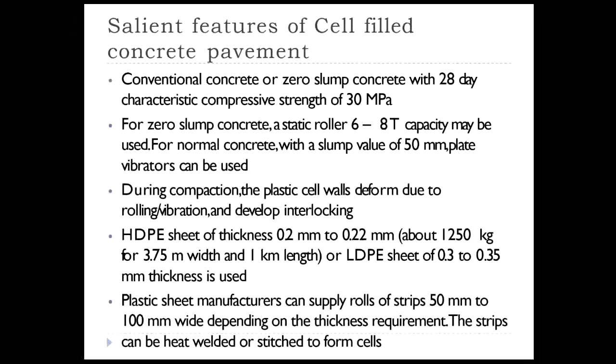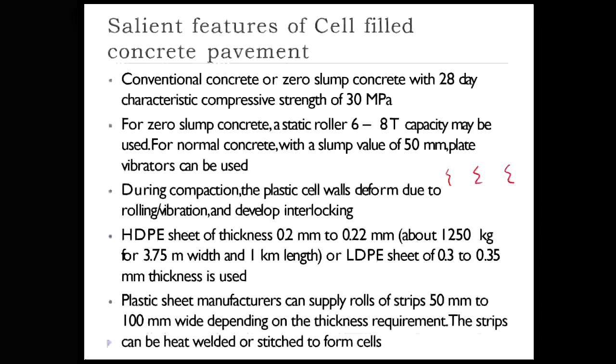Now, during compaction, these cells tend to bend. So once these cells deform, and once the concrete sets, they start developing interlocking. Now, these plastic cells are typically HDPE or LDPE, high density polyethylene or low density polyethylene, having particular thicknesses.